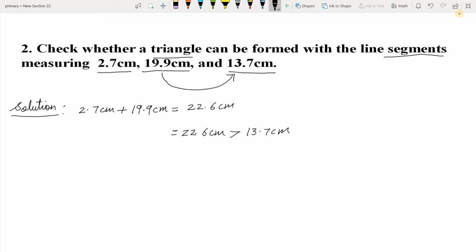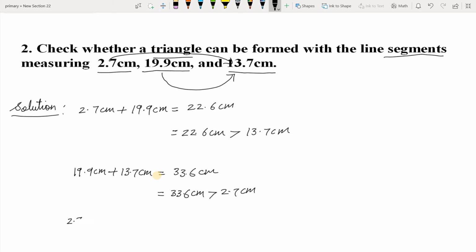Now we add 19.9 cm and 13.7 cm. So here we write 19.9 cm plus 13.7 cm and the answer is 33.6 cm. And here 33.6 cm is greater than 2.7 cm.